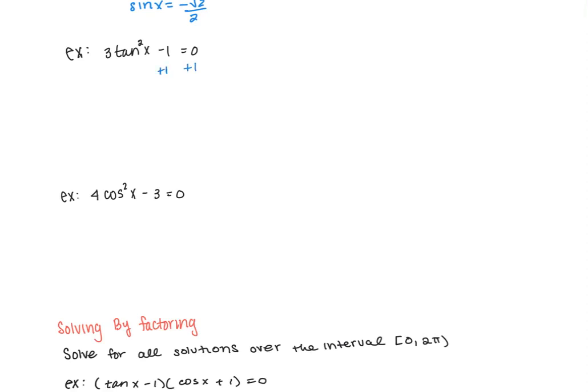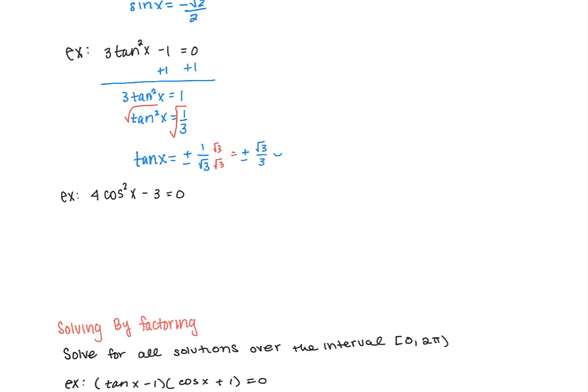I'm going to add 1 to both sides. So I have 3 tangent squared x equals 1. Divide by 3. And now to get rid of a square, you can take the square root. And whenever you square root both sides in an equation, do not forget to put a plus or minus. Plus or minus, square root of 1 is 1, and then over root 3. If I rationalize that, I have plus or minus root 3 over 3.